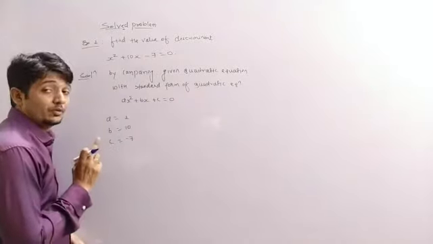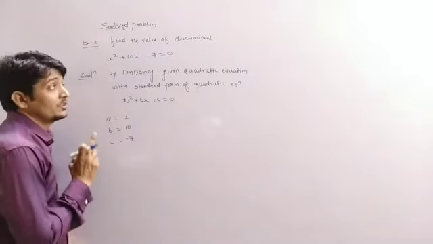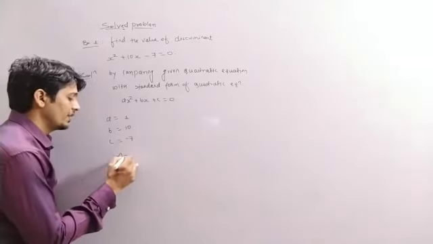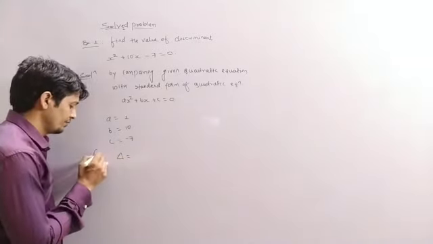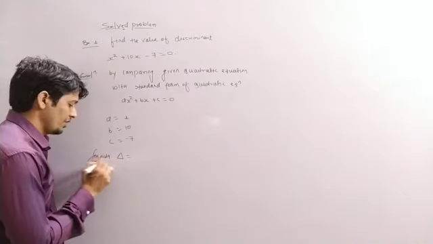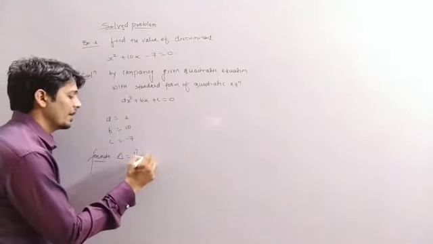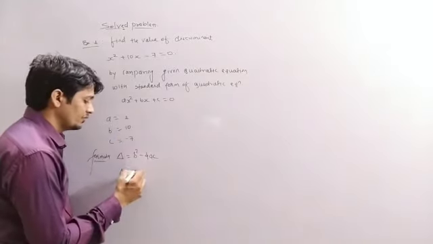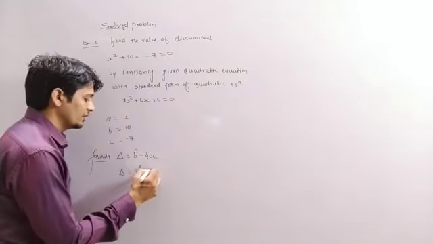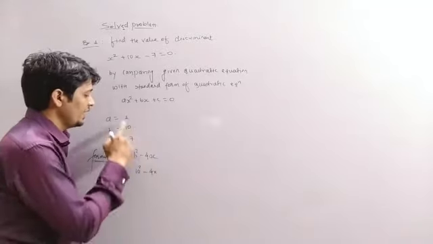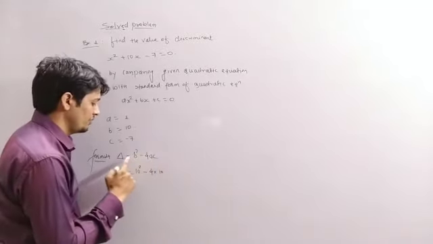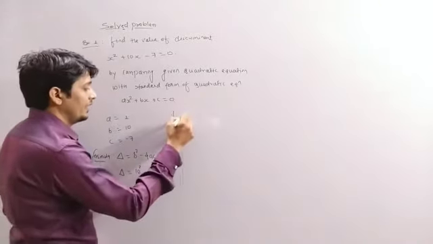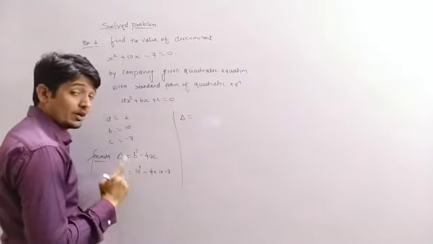Now we have the value, we have the formula to calculate the value of discriminant. We have delta equals to b square minus 4ac. So delta equals to, what is b here? 10. So we have to write square of 10 minus 4 into, what is a? We have 1 into c. We have minus 7.